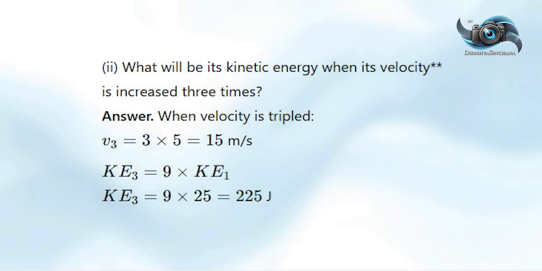2. What will be its kinetic energy when its velocity is increased 3 times? Answer. When velocity is tripled, velocity 3 equals 3 multiplied by 5 equals 15 meters per second. KE3 equals 9 multiplied by KE1. KE3 equals 9 multiplied by 25 equals 225 joules.